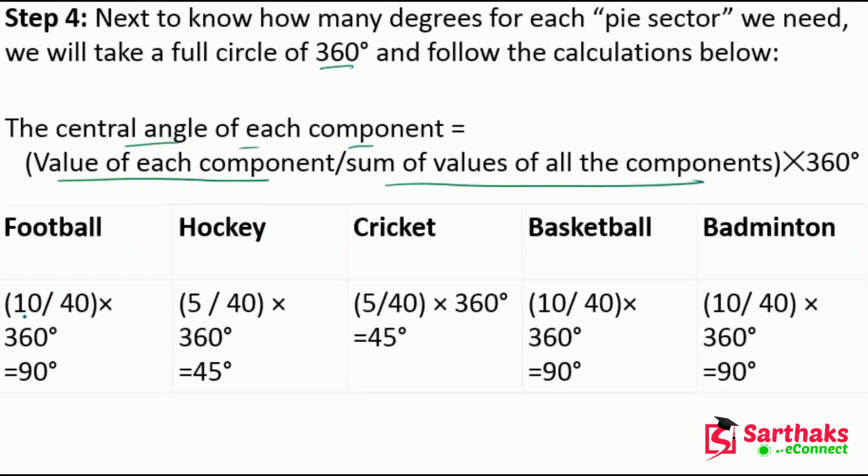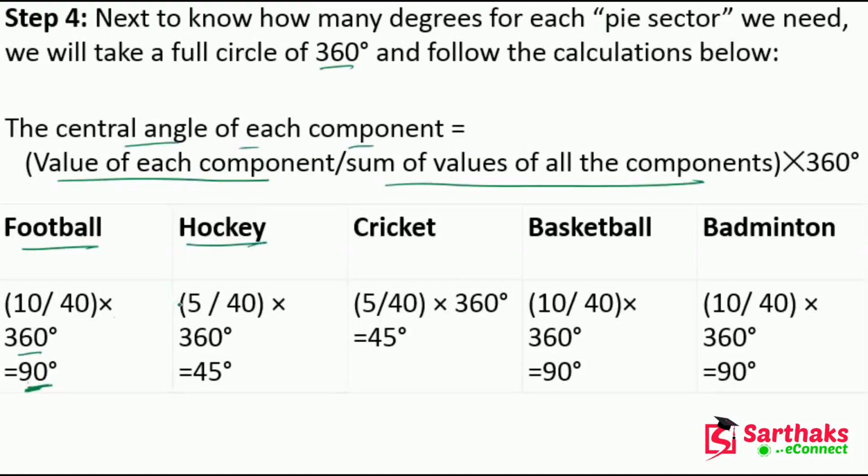So you can see that 10 students like football, and 40 is the total number of students. So 10 upon 40 into 360. Here we get 90 degrees. So the central angle of football is 90 degrees. I hope you understand these things.